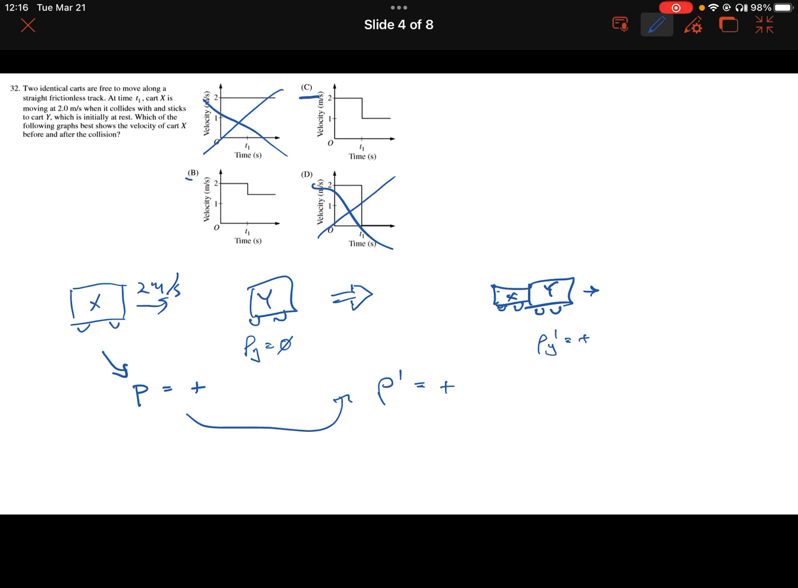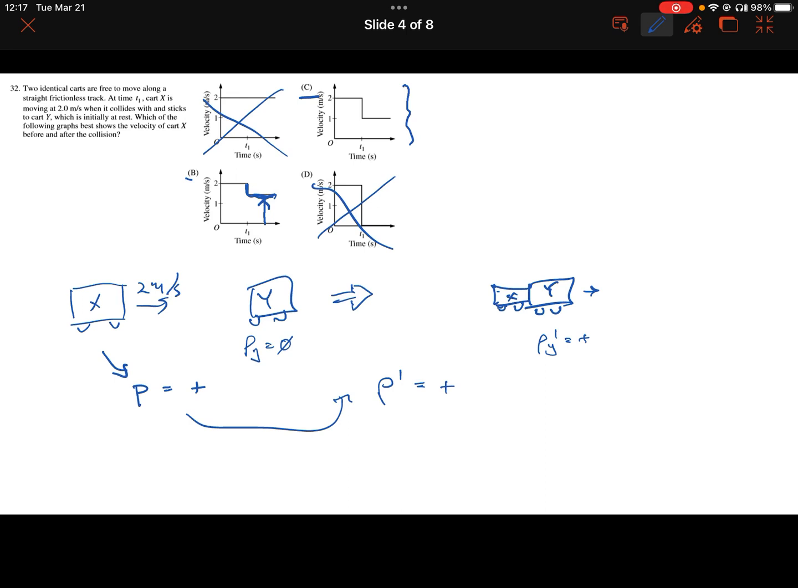And we can reason our way to realizing that it's C, because each of these carts has the same mass. Each of these carts is going to have the same velocity. That means each of these carts must have the same momentum. And so with the same mass and the same velocity, if they have the same momentum, we can't see a drop of just 0.5 meter per second for cart X, because that means cart Y is going to be going at 1.5 meters per second.